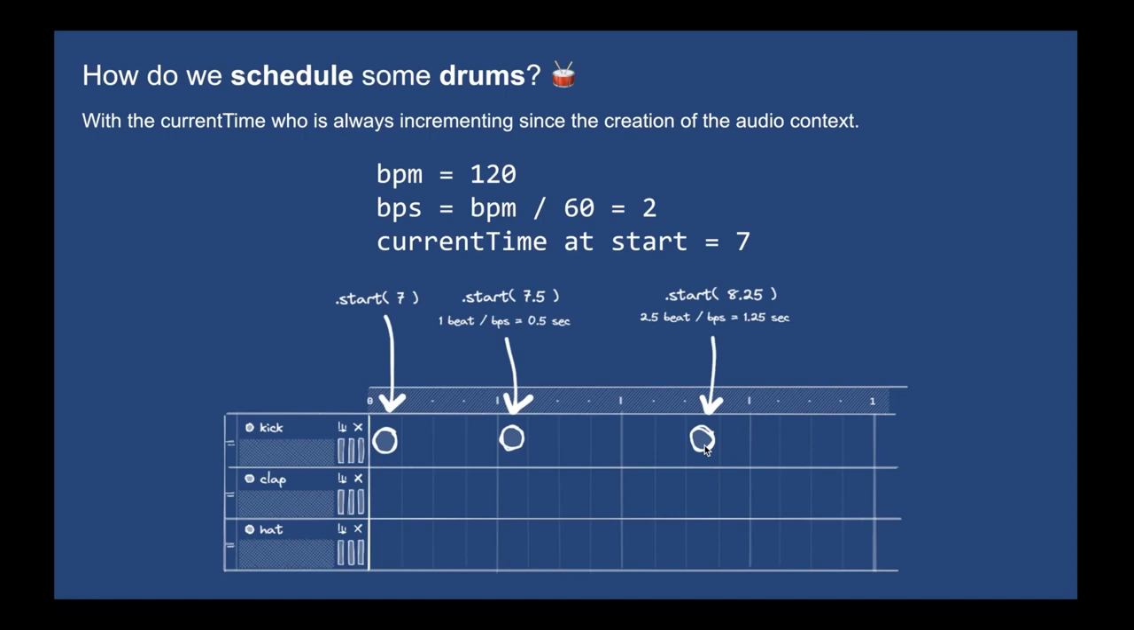Every time we start a playback, we have to create and schedule all the nodes we use. But to be sure that everything is correctly scheduled, we have to base the playback on the current time of the Web Audio API. The current time, in seconds, starts when we create the Web Audio context and it never stops to increment. Let's see in the code how it works.